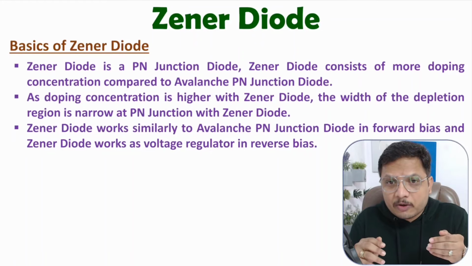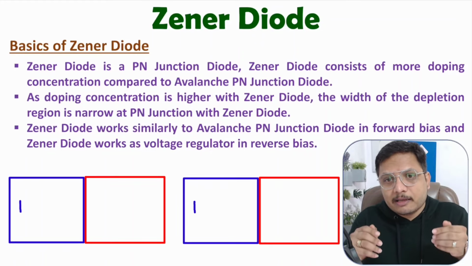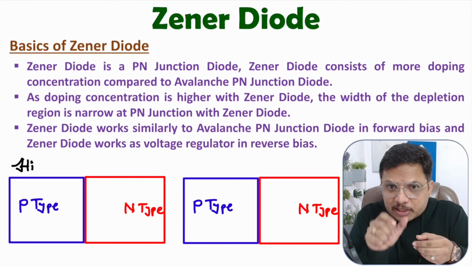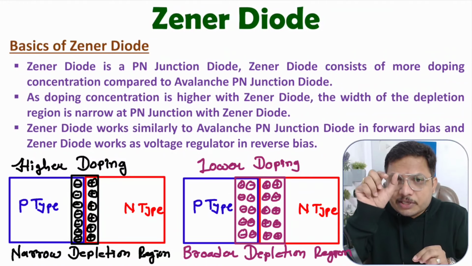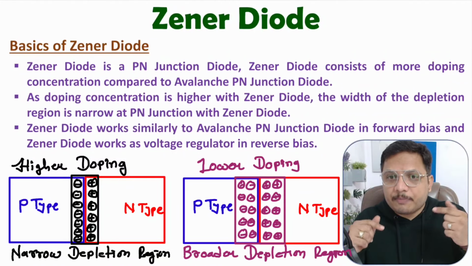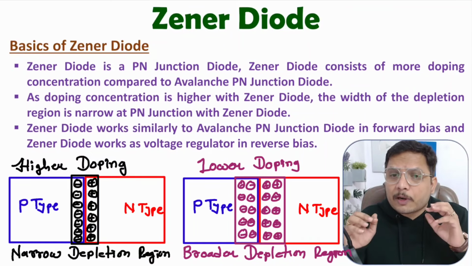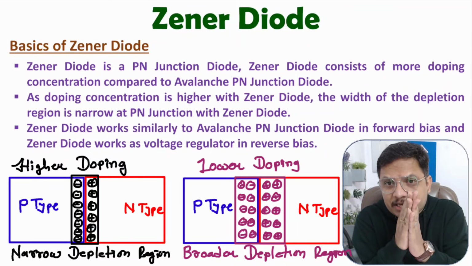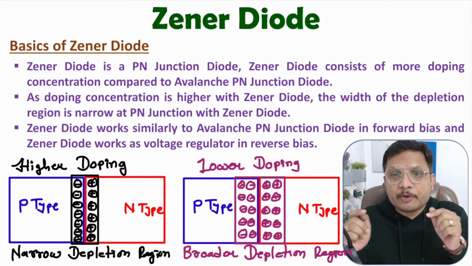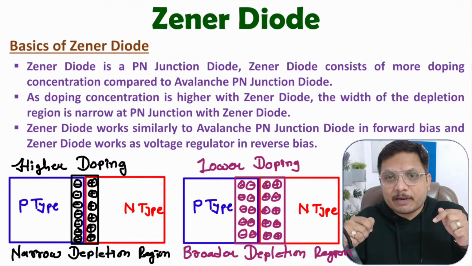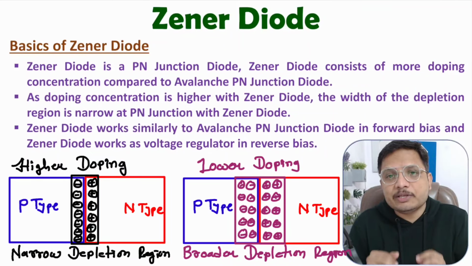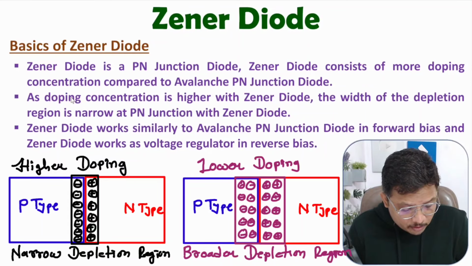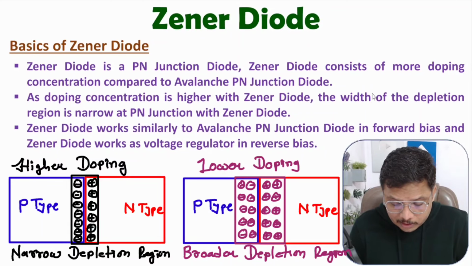See, if you have higher doping concentration with P-type and N-type material, then at the PN junction the depletion region width will get narrowed. Here there is a relation of depletion region width with doping concentration of the PN junction. If you have lower doping concentration, then the PN junction depletion region width will be broad. But if you have higher doping concentration, then the depletion region width gets narrowed. You will have a thin depletion region width. So as doping concentration is higher with Zener diode, the width of the depletion region is narrow at the PN junction of Zener diode.